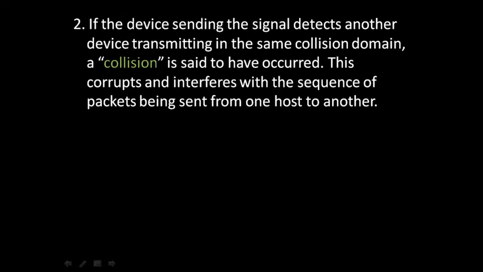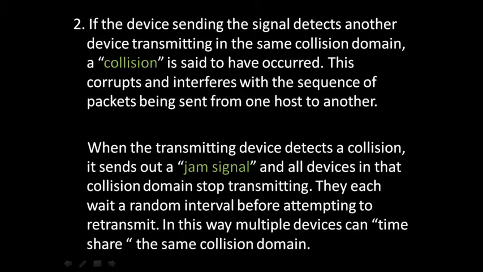Second, if the device sending the signal detects another device transmitting in the same collision domain, the collision is said to have occurred. This corrupts and interferes with the sequence of packets being sent from one host to another. When the transmitting device detects a collision, it sends out a jam signal and all devices in that collision domain stop transmitting. They each wait a random interval before attempting to retransmit. In this way, multiple devices can time share the same collision domain.